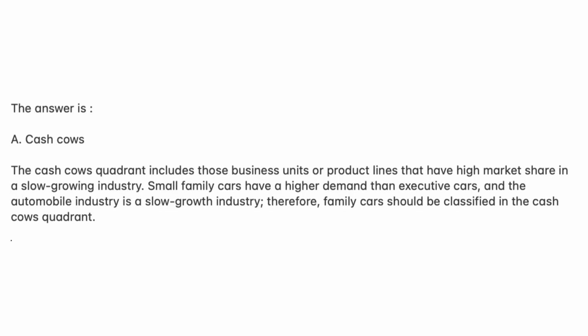The answer is A. Cash cows. The cash cows quadrant includes those business units or product lines that have high market share in a slow-growing industry. Small family cars have a higher demand than executive cars, and the automobile industry is a slow-growth industry, therefore, family cars should be classified in the cash cows quadrant.